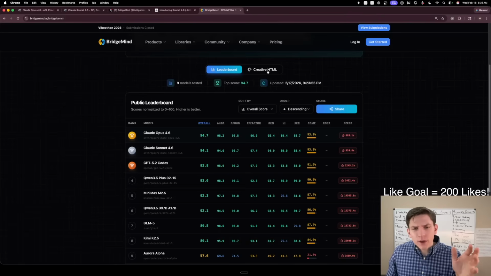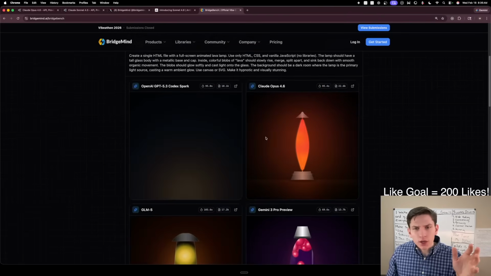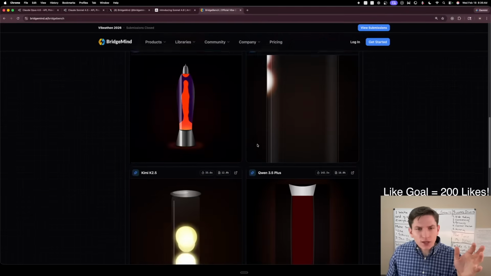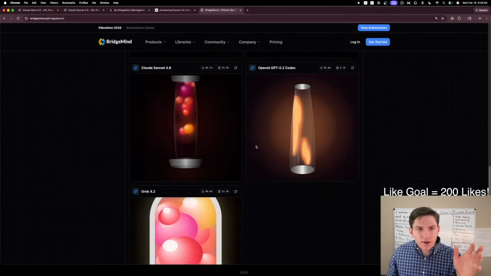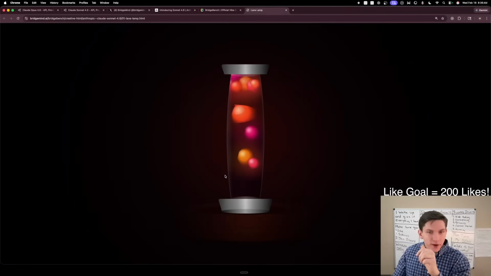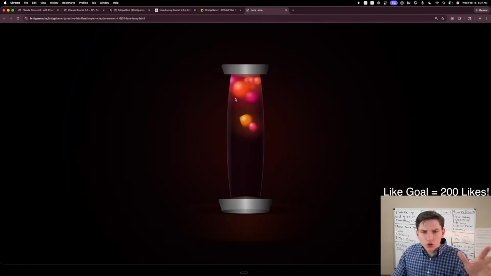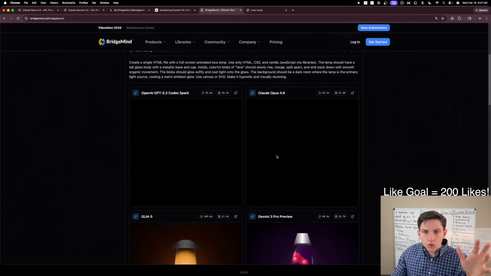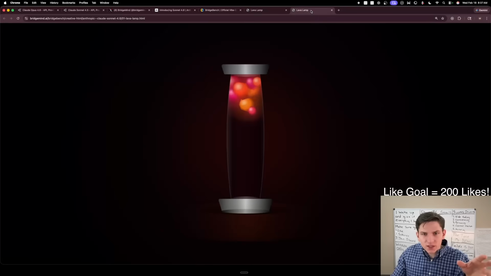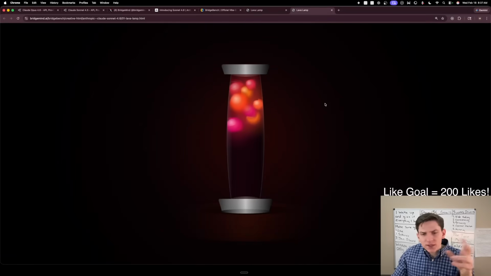So this is a benchmark that we use to be able to actually look at UI comparisons. The first one is the lava lamp. So let's go take a look at the lava lamp that Sonnet 4.6 produced. Here it is right here. So this is the lava lamp produced by Sonnet 4.6. You guys can make your judgments on this. Let's go back over to Opus 4.6 and look at this. So here's Opus 4.6. Here is Sonnet 4.6. So definitely different approaches.